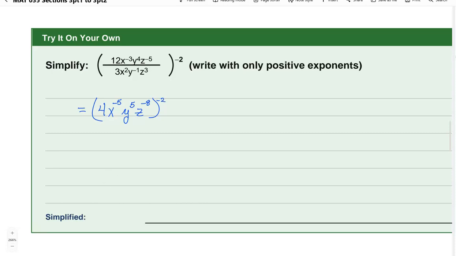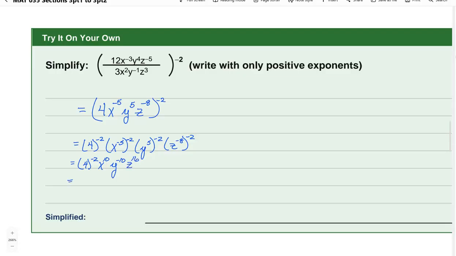So from there, we're going to raise each of those pieces to the negative 2 power. So we're going to have 4 to the negative 2, x to the negative 5 to the negative 2, y to the 5th to the negative 2, and then z to the negative 8 to the negative 2. And then I'm going to simplify my variable terms. I'm going to multiply the exponents together. So I'm going to end up with x to the 10th, y to the negative 10th, z to the 16th.